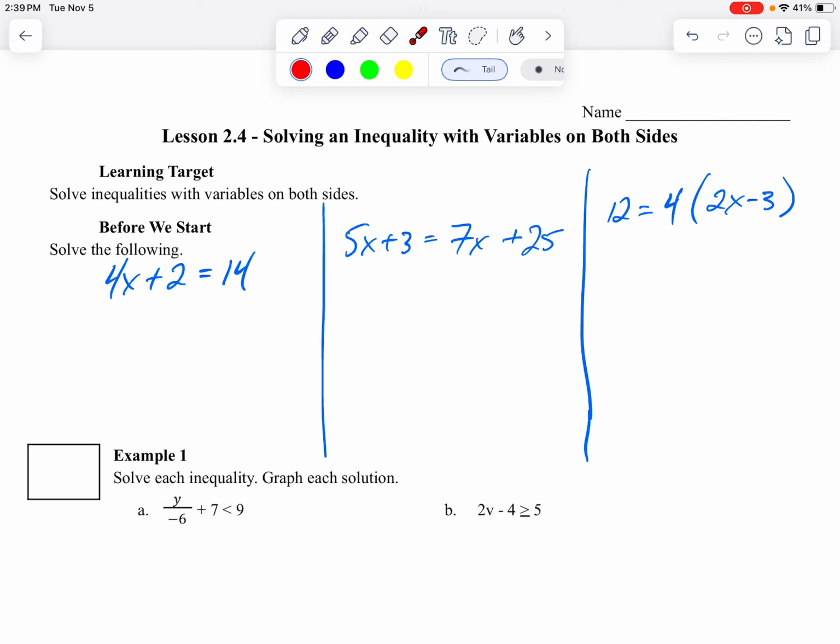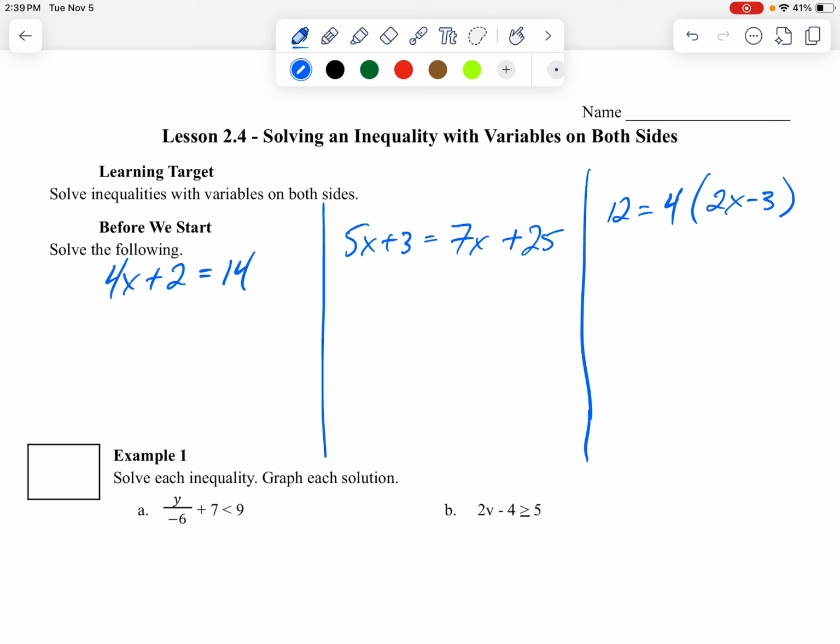In this video, I'm going to go through our notes for lesson 2.4, which is solving an inequality with variables on both sides. This would maybe be better titled solving multi-step inequalities. Because we are adding multiple steps and looking at variables on both sides, we're going to need to do some distribution. It's really all of the things that we did in chapter 1, but now instead of having equations or equal signs, we have inequalities.